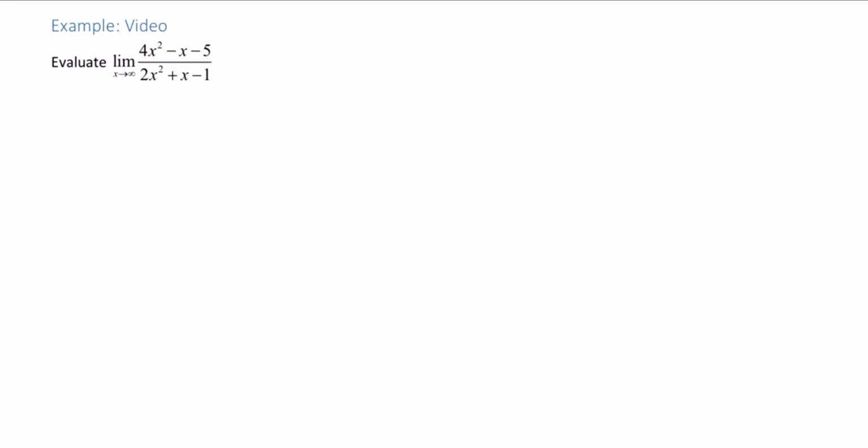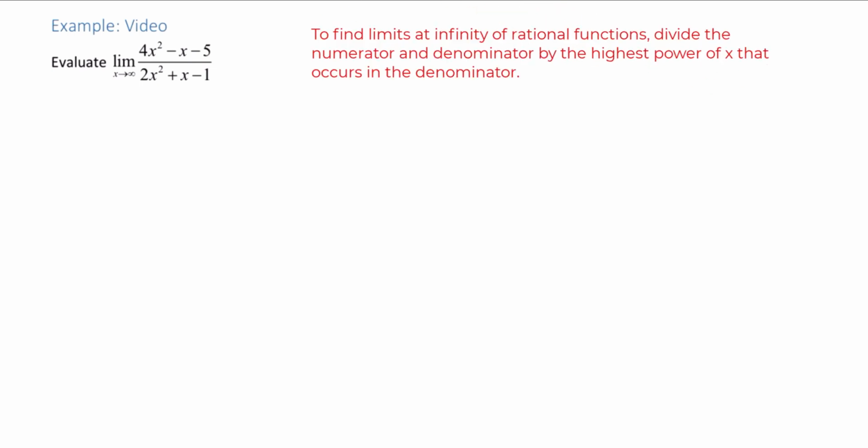In this example, we want to evaluate the limit as x approaches infinity of a rational function. To find limits at infinity of rational functions, we divide the numerator and denominator by the highest power of x that occurs in the denominator, in this case, x squared. So we want to divide the top and the bottom by x squared.